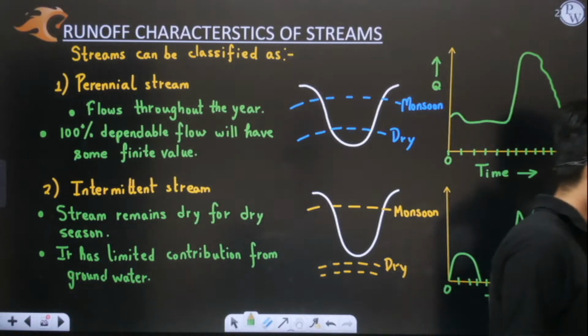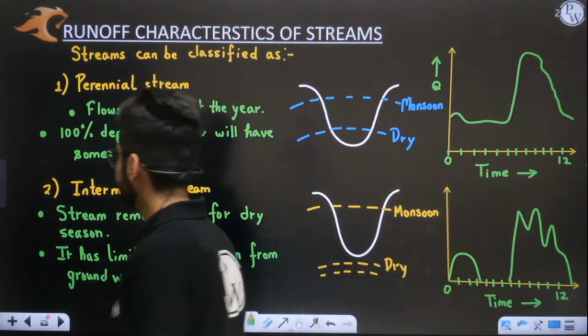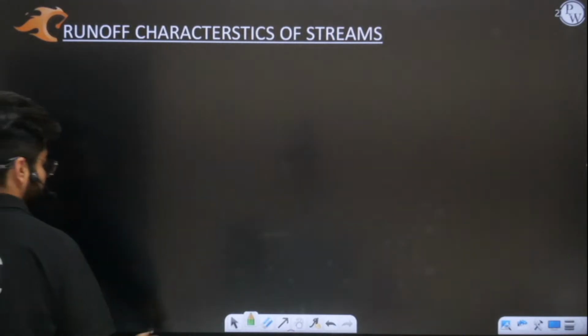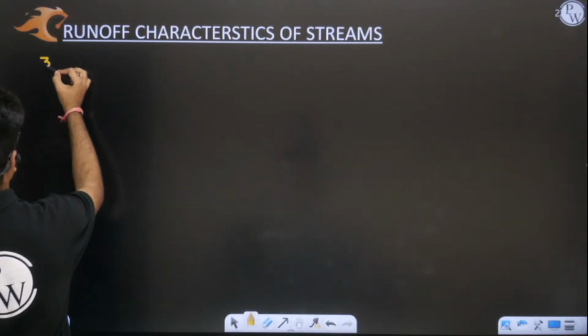Now we'll discuss the third kind of stream. Okay, sir, so this is perennial, this is intermittent. Now we'll discuss ephemeral stream, the third one, the last one.